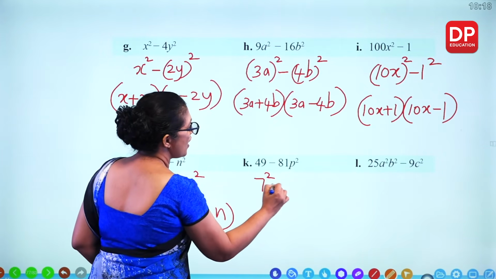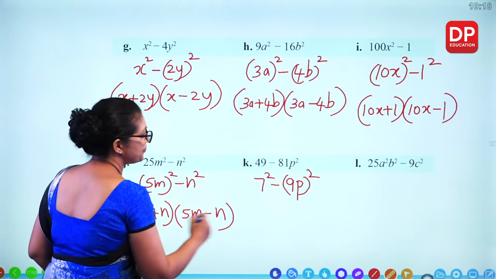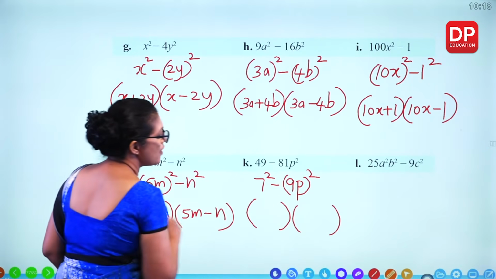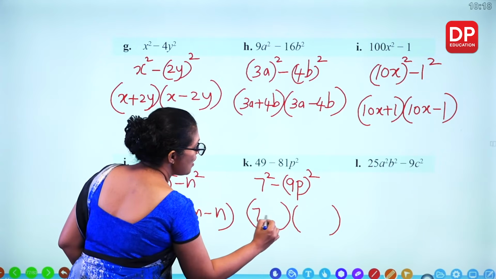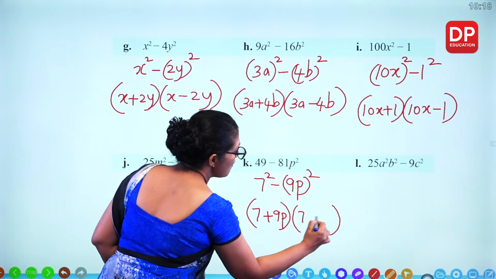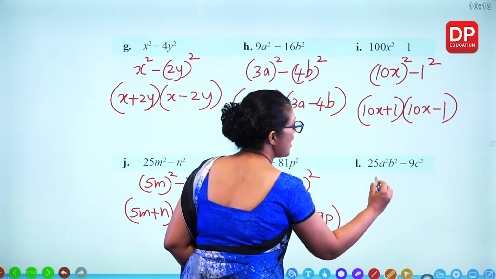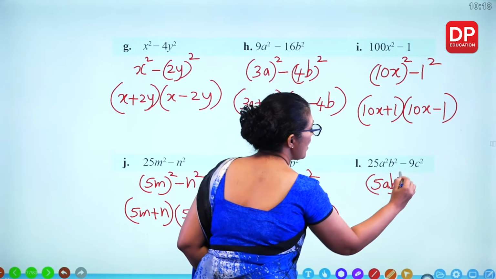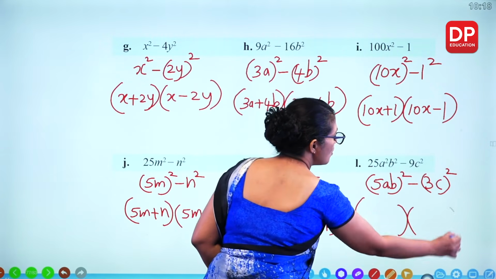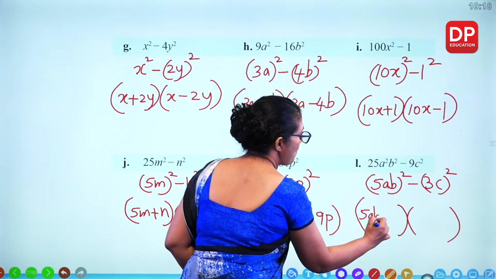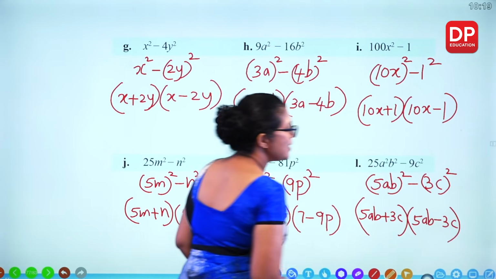49 is 7 squared. 81, you can write (9p) whole thing squared. After you write down as a square term only, you can write down the factors. So 7 plus 9p, 7 minus 9p. This one I can write (5ab) whole thing squared. This is (3c) whole thing squared. Now write down 5ab plus 3c, 5ab minus 3c.